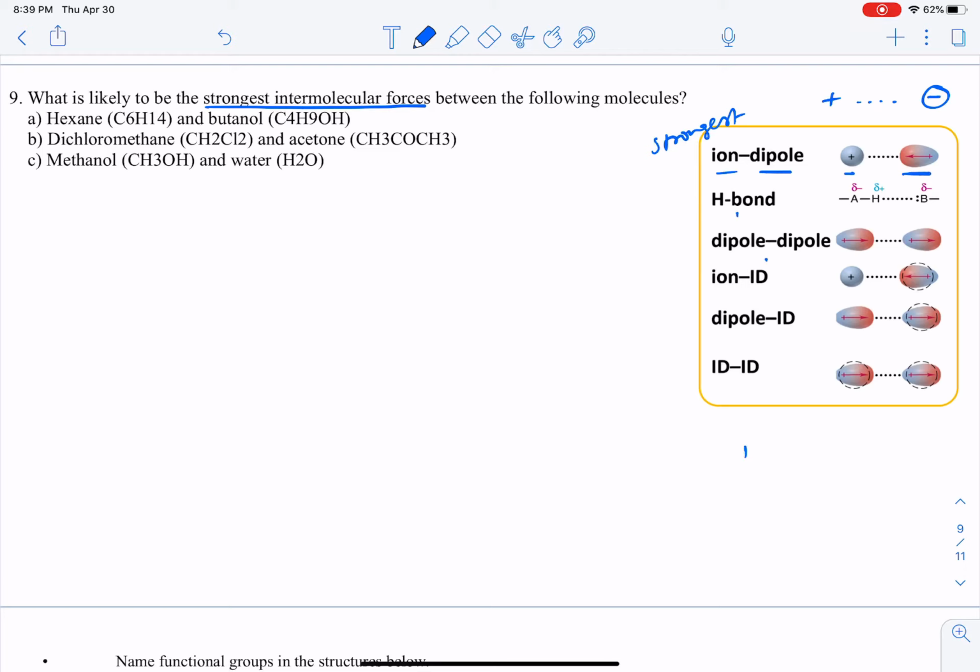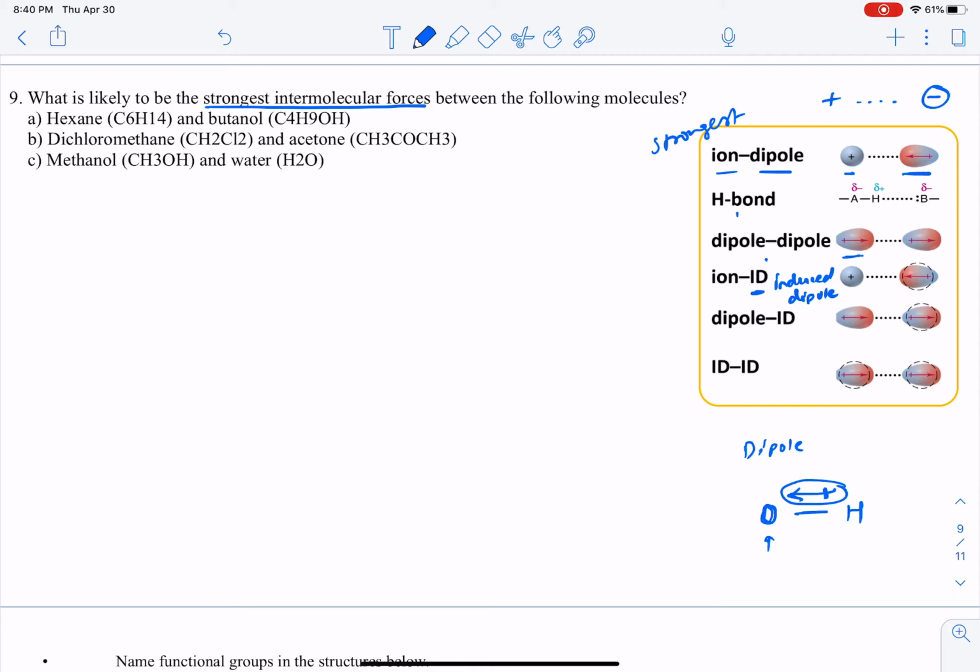So what does a dipole mean? If there's a highly electronegative element like oxygen, and it's connected to hydrogen, this is the more electronegative oxygen, right? So it will pull the electron shared between them towards itself. That makes it a dipole, with the partial charge signs. That's what it is here. So dipole-dipole, then ion-induced dipole, and this is induced dipole. So what does induced dipole mean?